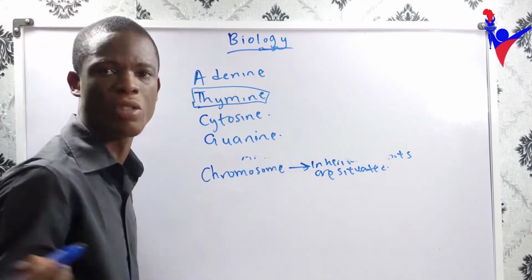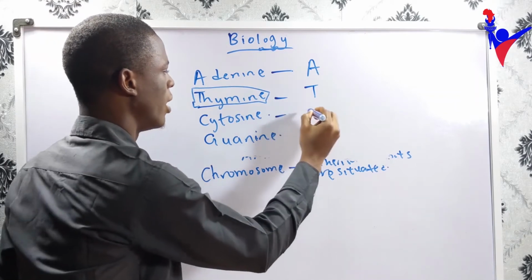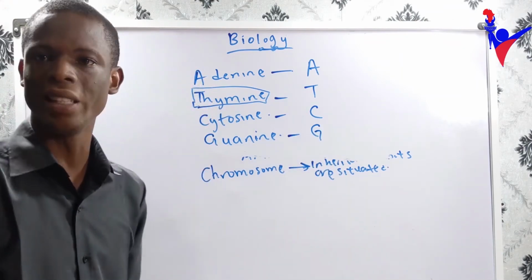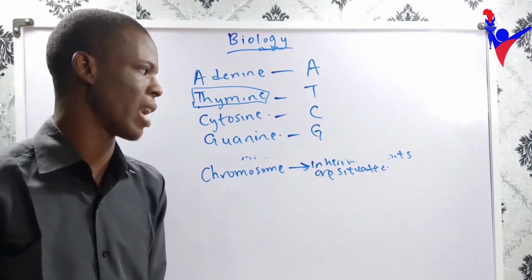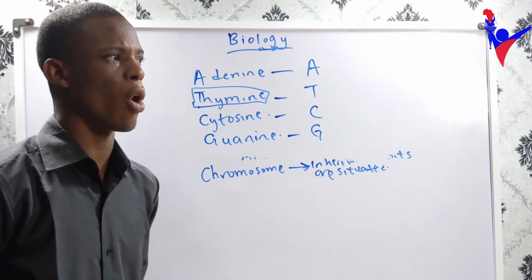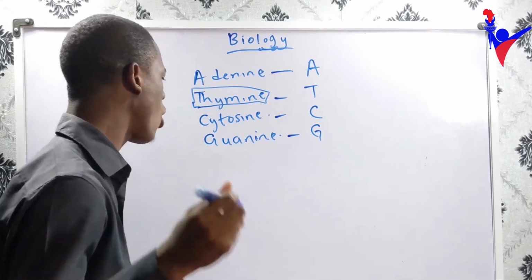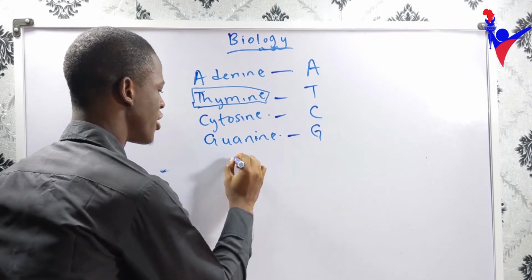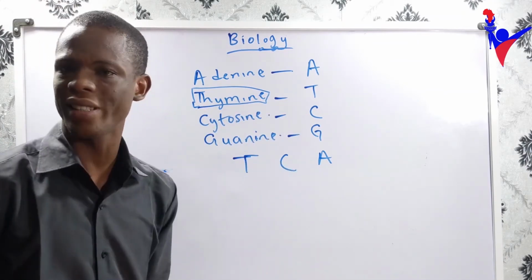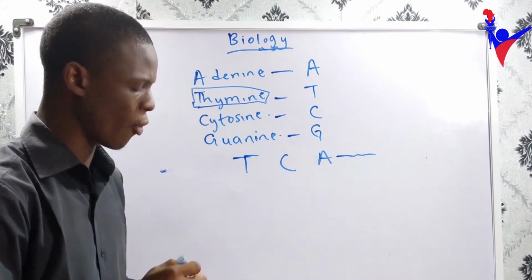Back to what we are saying: adenine is represented by the letter A, thymine by the letter T, cytosine by the letter C, and guanine by the letter G. These are the bases in a DNA: A for adenine, T for thymine, C for cytosine, and G for guanine. Now we are given a question that if the base sequence of a DNA strand is TCA, with T representing thymine, C cytosine, and A adenine, this is a strand for a DNA sequence.